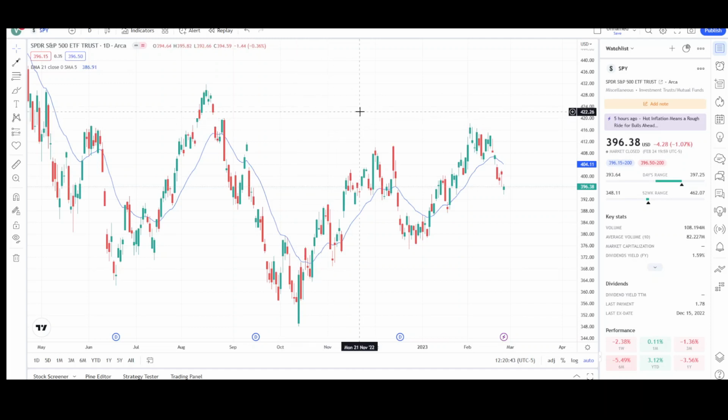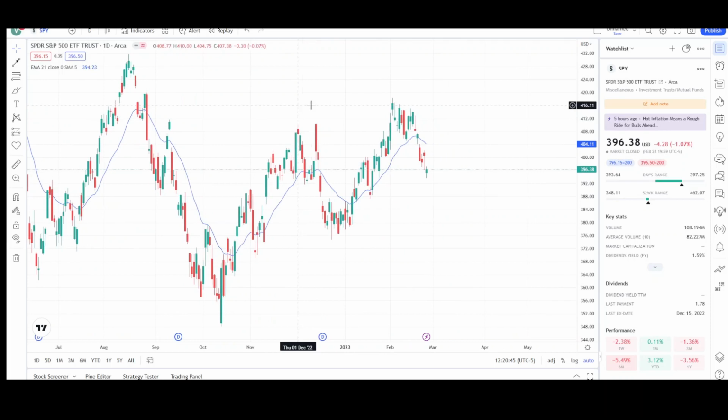So let's take a look at the daily chart for the SPY. First we're going to look at the micro structures, and then we look at the macro structure on the weekly chart.